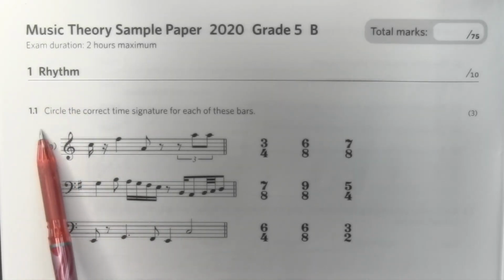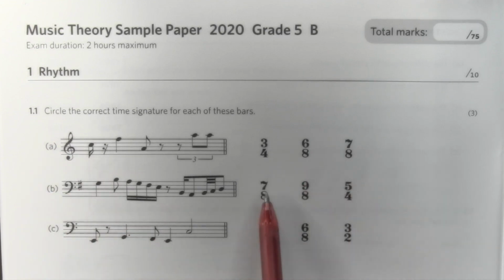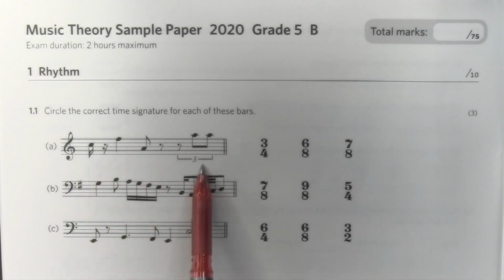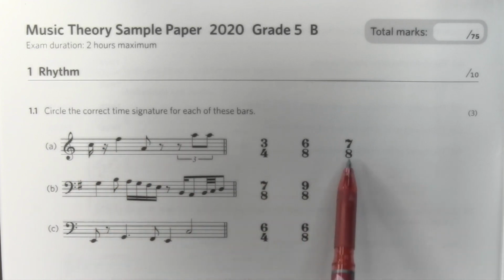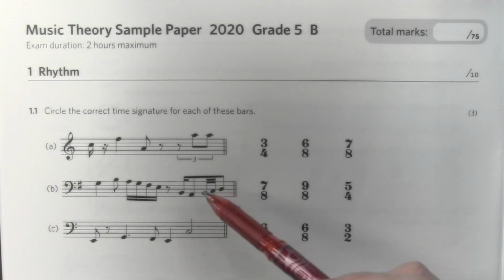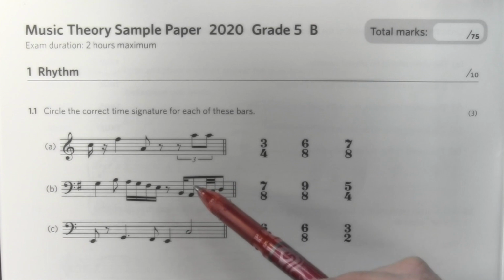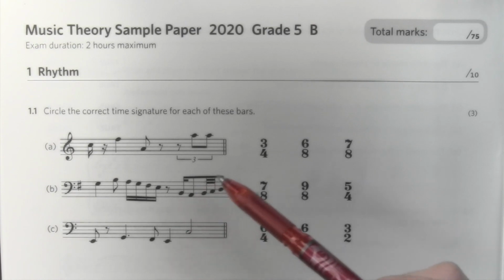This first chapter is about rhythm. And in this exercise number 1, we are asked to circle one of the key signatures that would make the bar appear like that. Now we have 3 options here, 3/4, 6/8, and 7/8. And we need to look at the grouping, the beaming, number of beats, the minimum value of the beats.